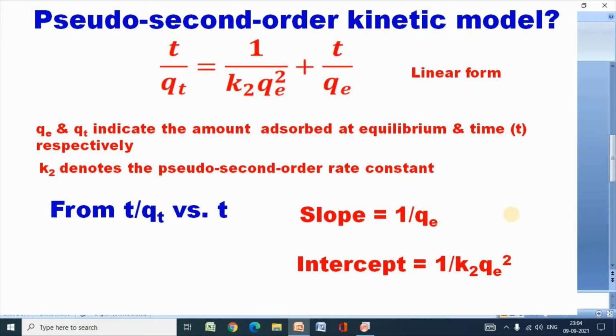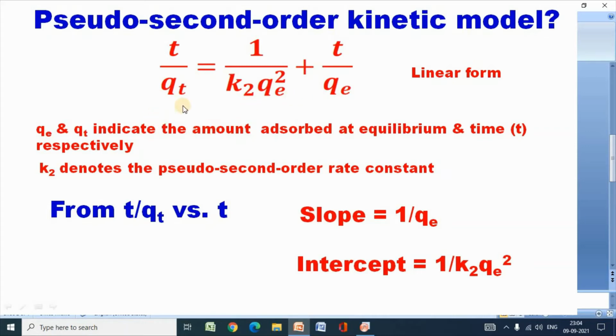Well, the pseudo-second order kinetic equation can be written as t divided by Qt equals 1 by K2 Qe square plus t divided by Qe, where Qe and Qt indicate the amount adsorbed at equilibrium and time t respectively, and K2 denotes the pseudo-second order rate constant.